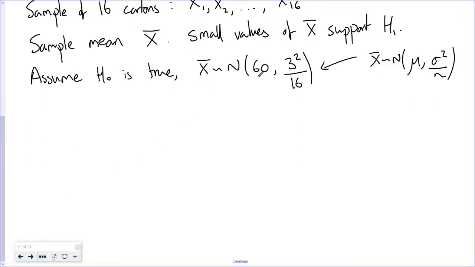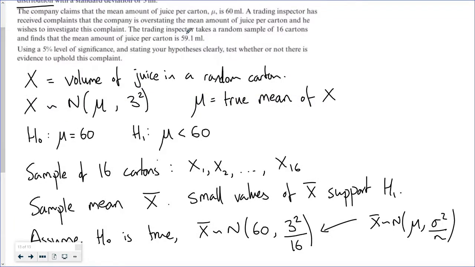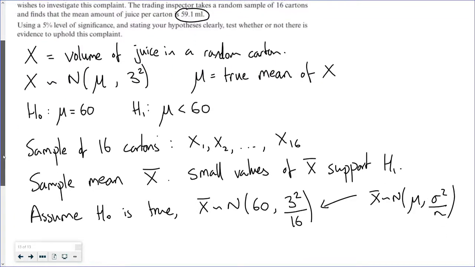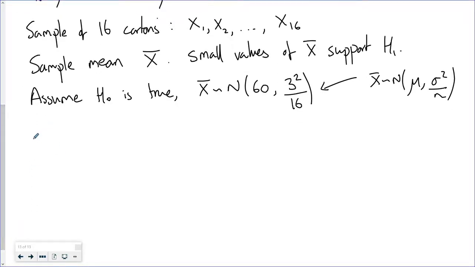So what we've got to do is we've got to somehow decide whether the value of x bar that we saw, so 59.1, is small enough to say that the company is lying or not. So we're going to look at two different ways of doing this. And if you don't know these two different ways, then I would recommend you look at the Year 1 Statistics playlist, and it's the final chapter, which is hypothesis testing with the binomial distribution. So the first method that we're going to look at is the critical value method.